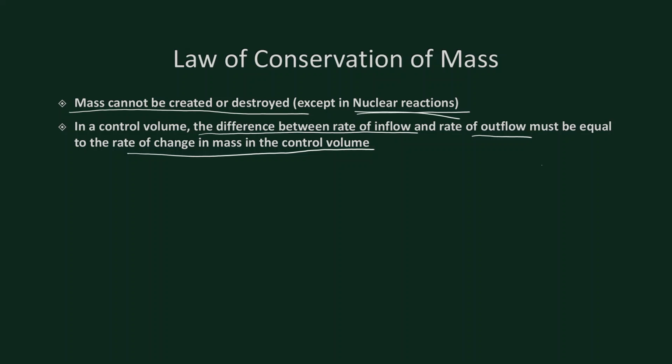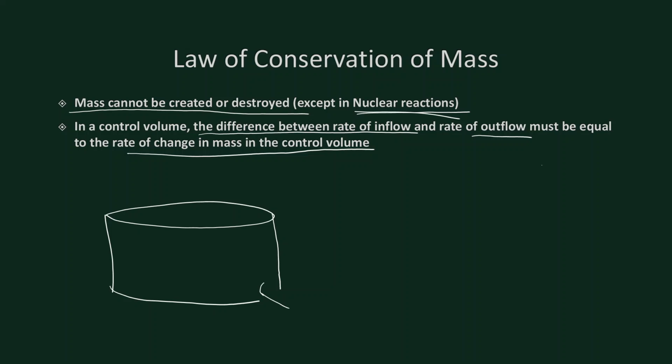Now try to understand with a simple example. Let us consider a container. This container is fitted with an outlet pipe through which water can leave, and we are filling it up with another pipe. This pipe is filling at a rate of 2 liters per second, for example, and through this outlet, water is leaving the container at a rate of 1.7 liters per second.